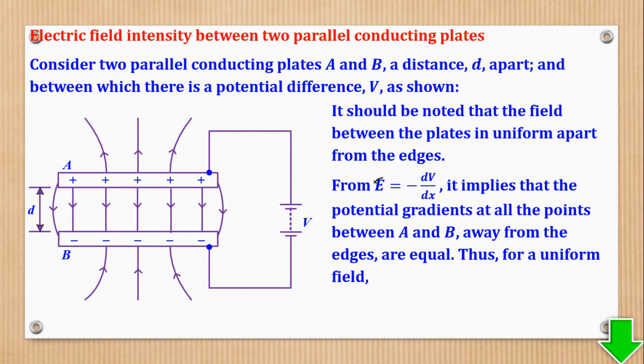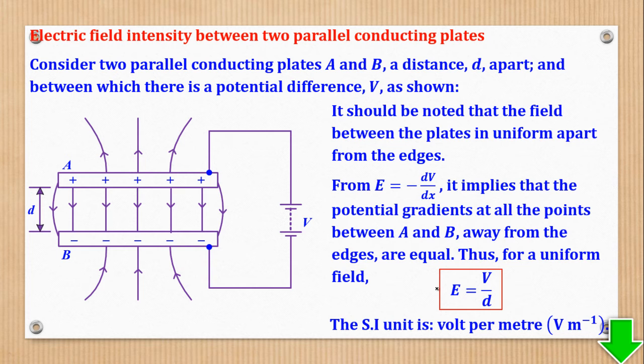Now from this expression which we have derived in the previous slide, it implies that potential difference at all points between A and B away from the edges are equal, thus a uniform field. And therefore E is equal to V over d. So in this case, the SI unit for electric field intensity will be volt per meter. This is volt and this is meter, so it will be volt per meter.